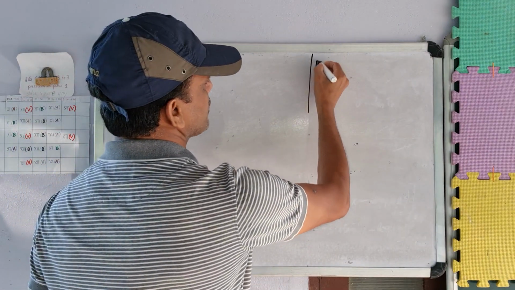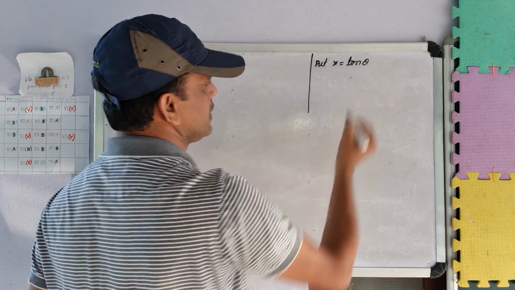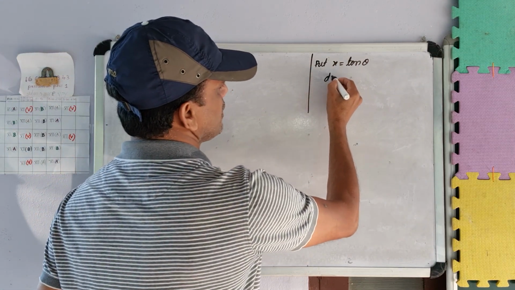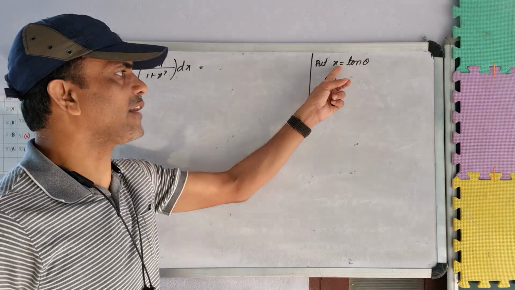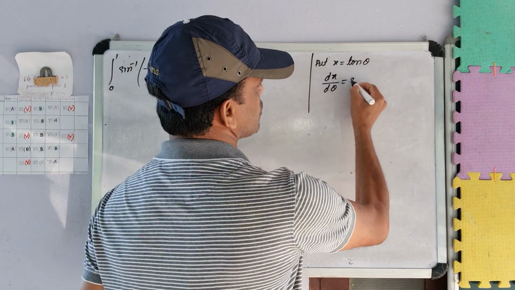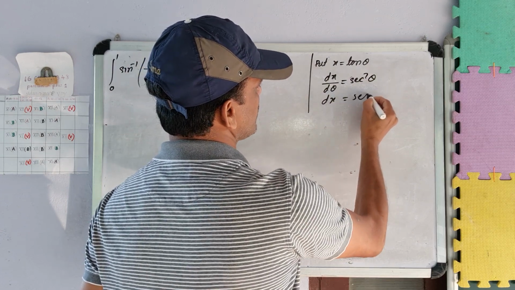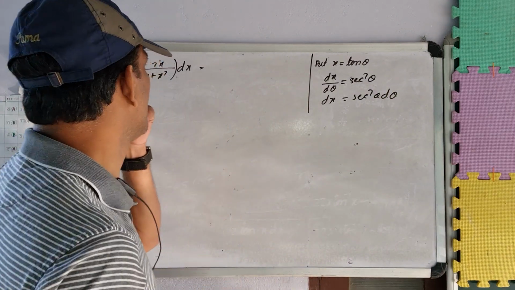I put x equals tan theta. Now I differentiate, I get dx over d theta, because we are differentiating the term of x with respect to theta. So dx over d theta equals sec squared theta, and dx equals sec squared theta d theta. Now let's change the limits.